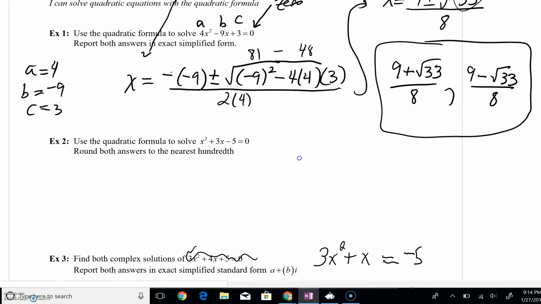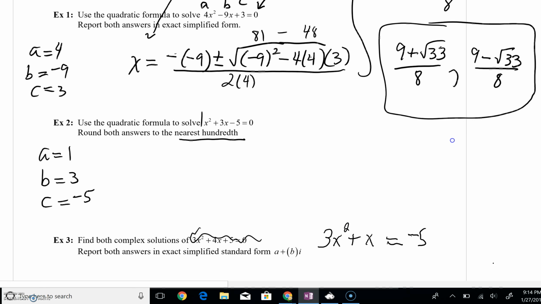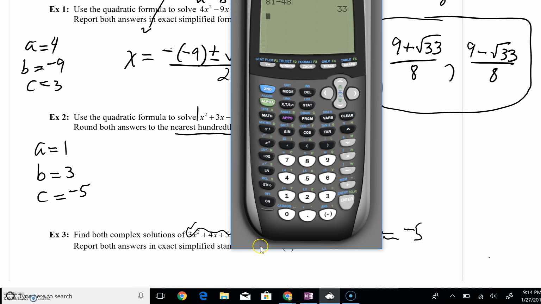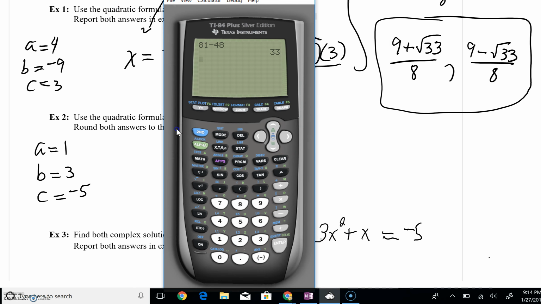The problem for number 2, you can see that you're going to have to answer to the nearest hundredth. Your a will be a 1, your b will be a 3, your c will be a -5. And this is where we don't just give an exact answer with algebra, analytically like we just did right here. We're going to have to get a decimal approximation. So I'll tell you what, we're going to get our calculator out.